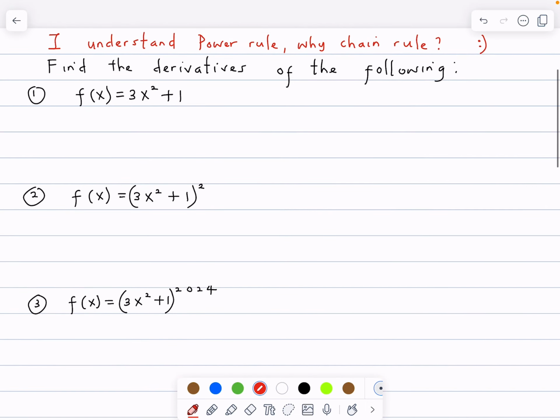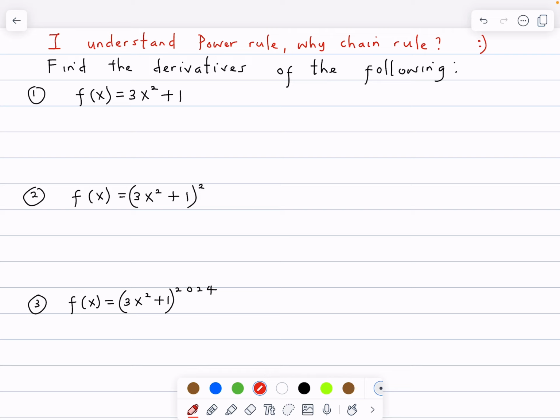Hello friends, let's find the derivative of this function. The purpose of this is we just want to see the need for another method for finding derivatives. We already know the power rule. Why do we need another method called the chain rule? We are going to see with these three examples.